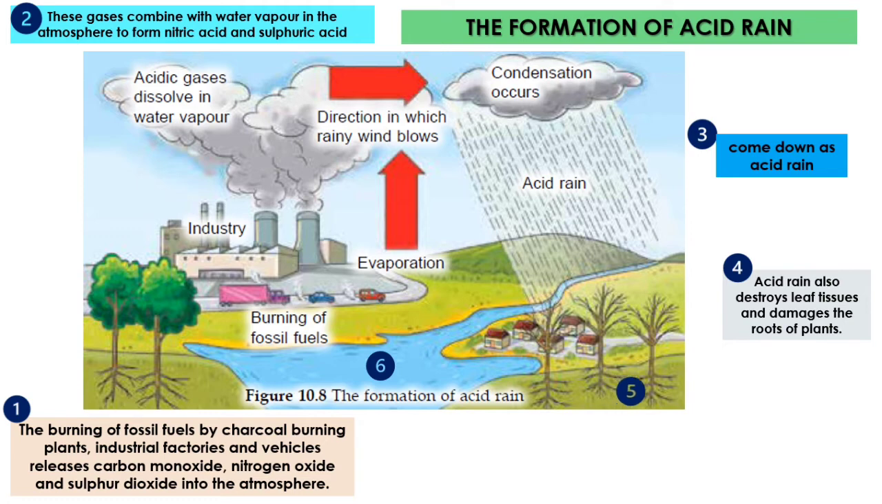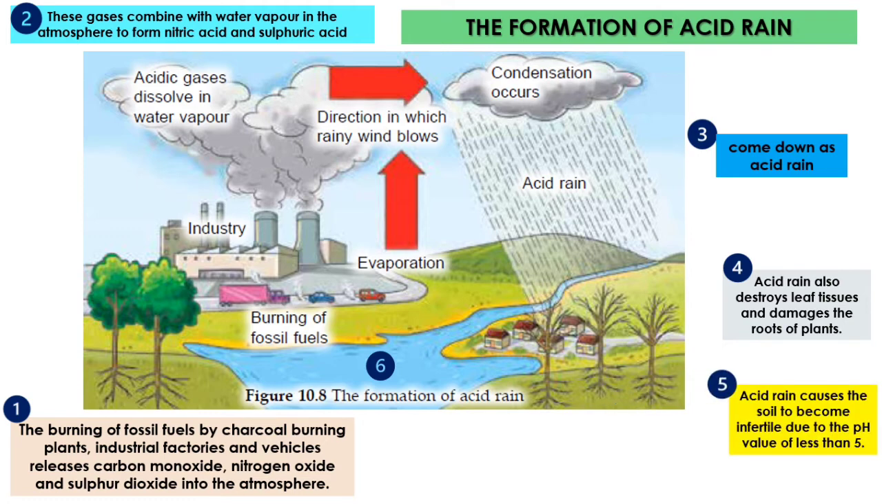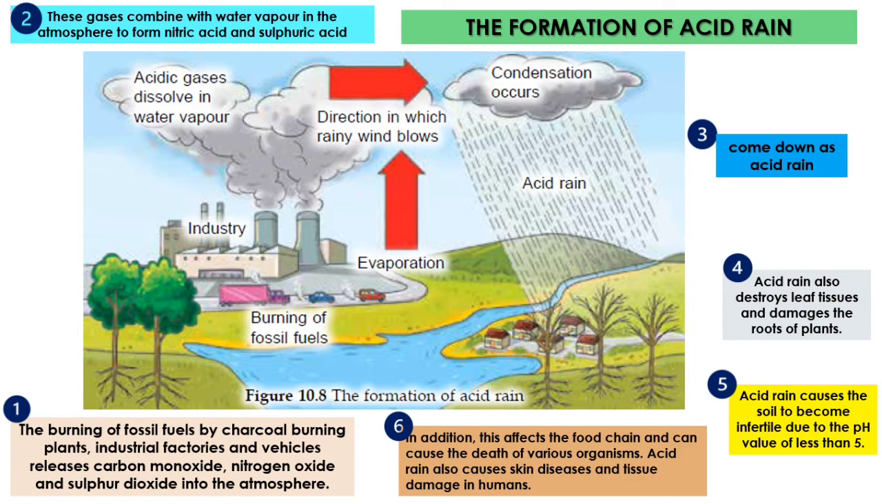Acid rain causes the soil to become infertile due to the pH value being less than 5. In addition, this affects the food chain and can cause the death of various organisms. Acid rain can cause skin disease and tissue damage in humans. So this is the formation of acid rain.